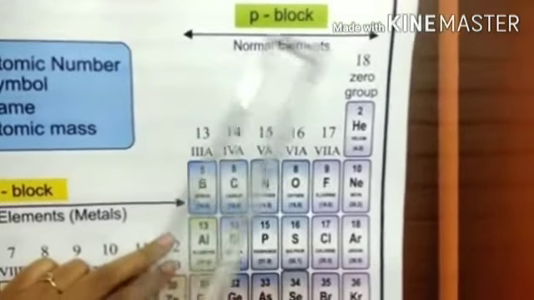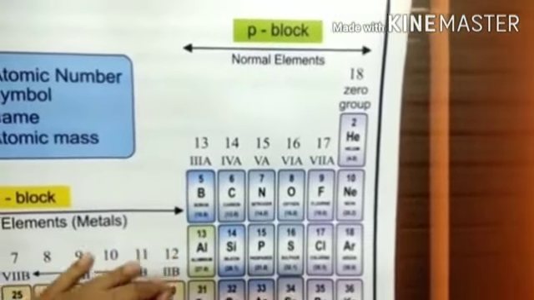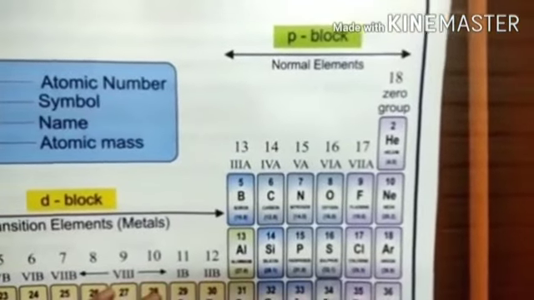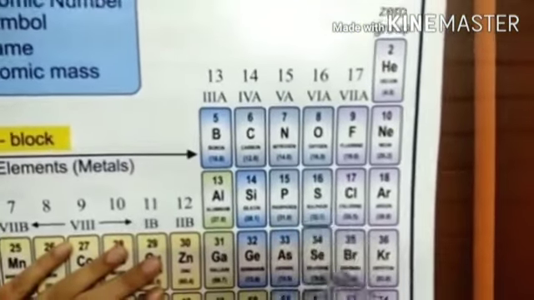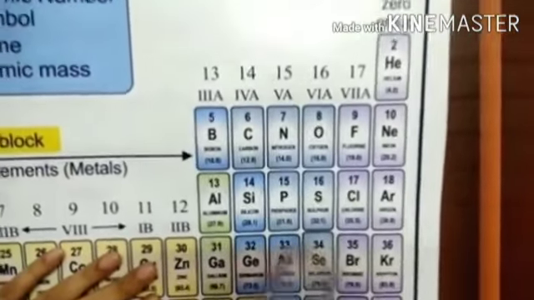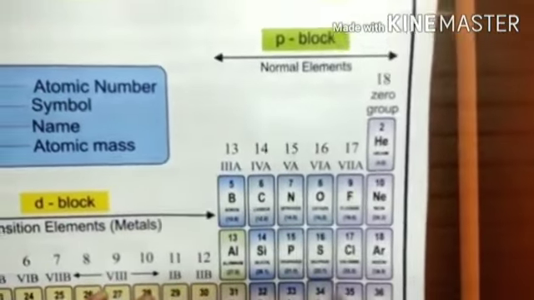म्हणजे बघा या पी ब्लॉक मध्ये आपल्याला असं दिसेल की हे जे सल्फर या ठिकाणी ऑक्सिजन आहे, सल्फर आहे, these are the non-metals. म्हणजे सगळे नॉन मेटल्स हे पी ब्लॉक मध्ये येतात.